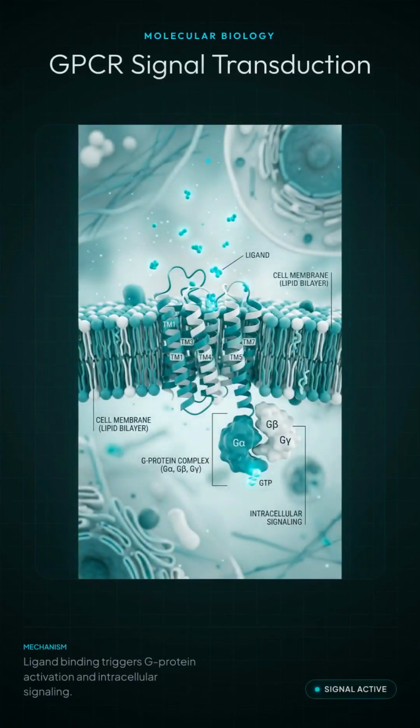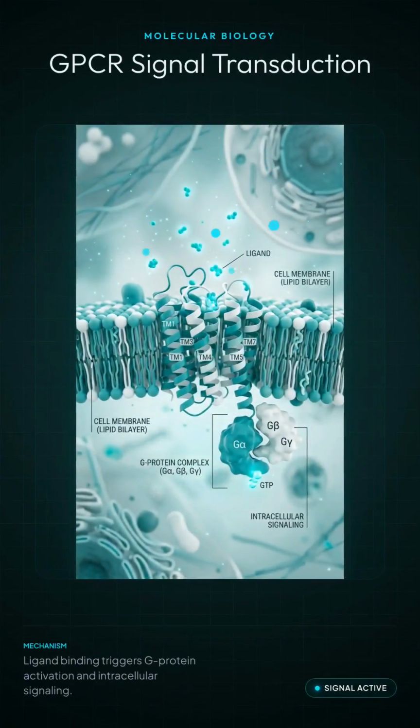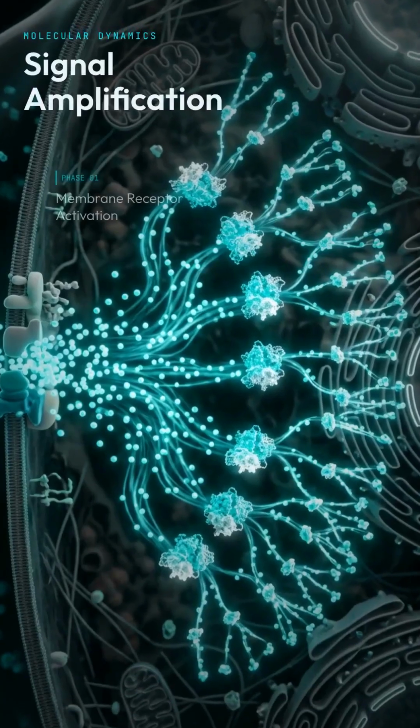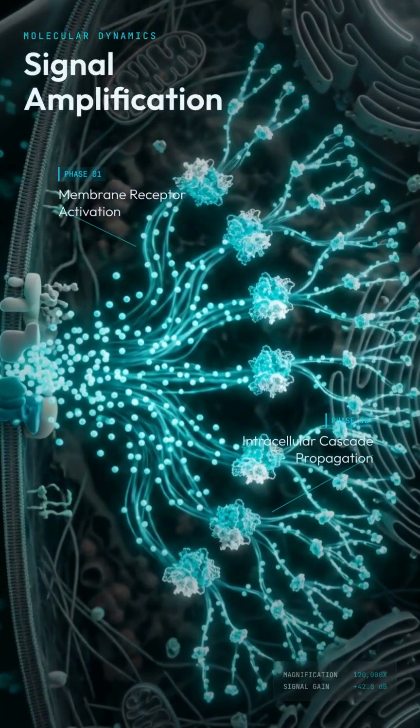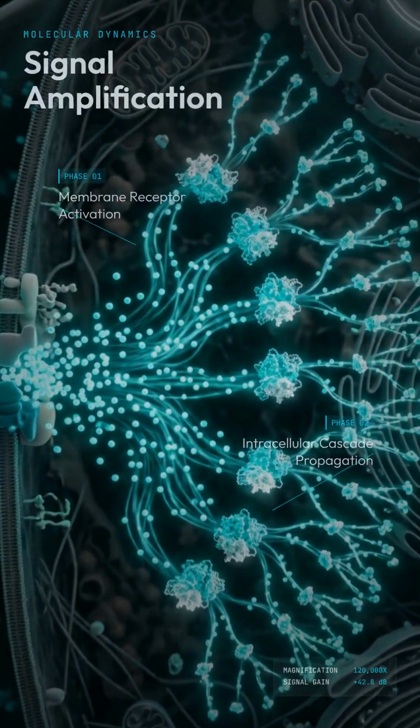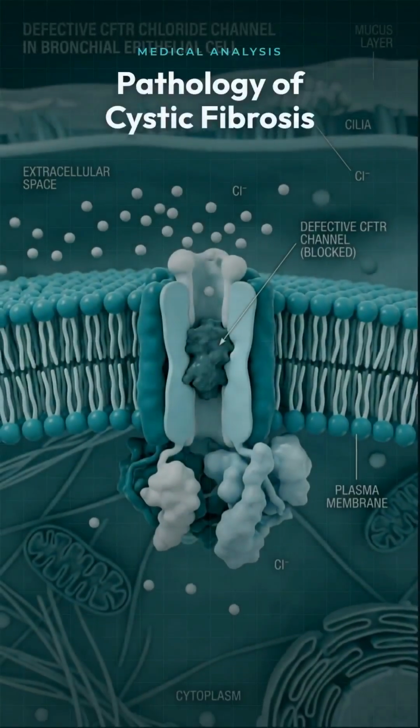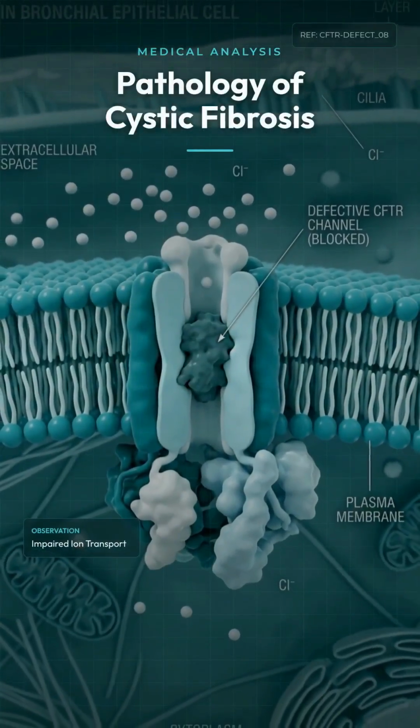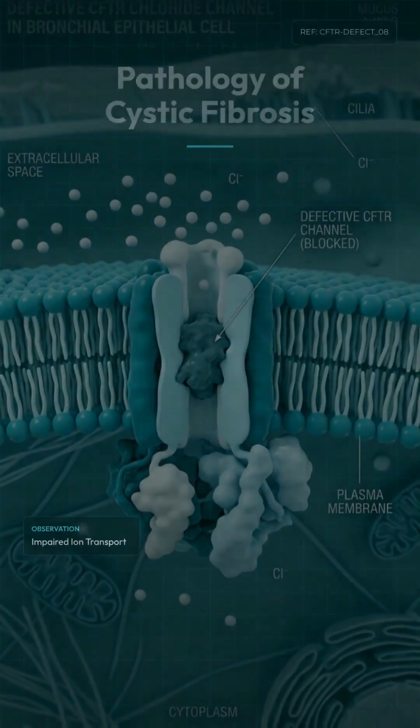Cells communicate through receptors, transmitting external signals into the intracellular space. This triggers a rapid signal amplification, allowing the cell to respond to its environment. Failures in membrane transport can lead to serious conditions, such as cystic fibrosis.